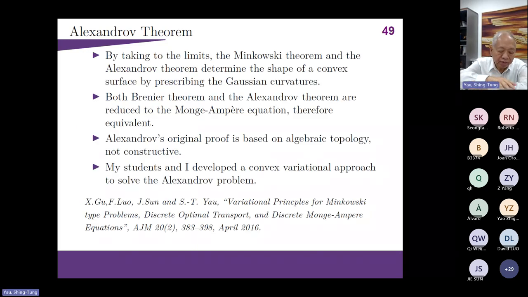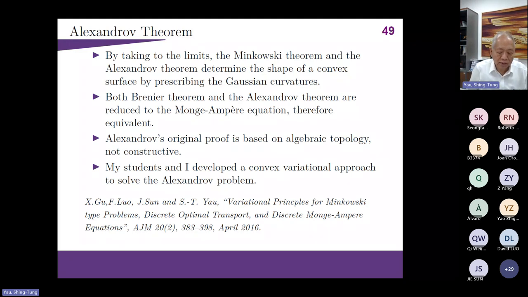Both the Brenier problem and the Alexandrov problem can be formulated as the same Monge-Ampère equation. From this point of view, one can bridge convex geometry with optimal transport theory and use the geometric insights to study the statistical problems. By solving the Alexandrov problem, we can tackle the Brenier problem.